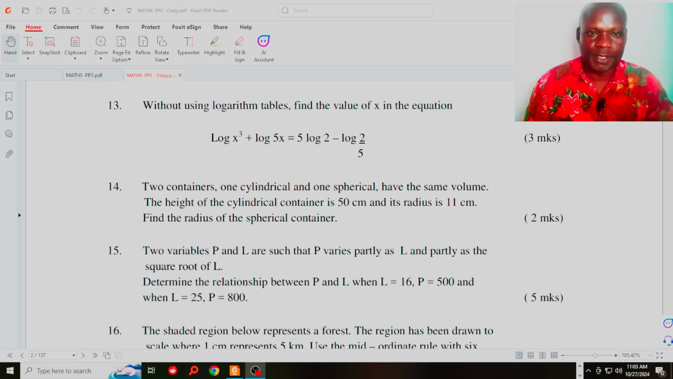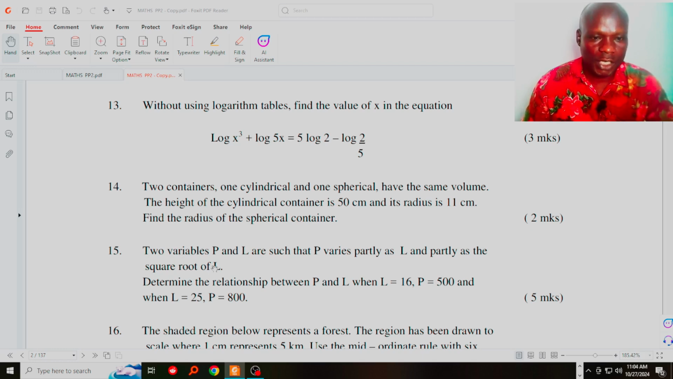Now, from the same paper, 1995 Kenya Certificate of Secondary Education, we consider question 15, which reads: two variables P and L are such that P varies partly as L and partly as the square root of L. Determine the relationship between P and L when L is 16, P is 500, and when L is 25, P is 800. This is 5 marks.